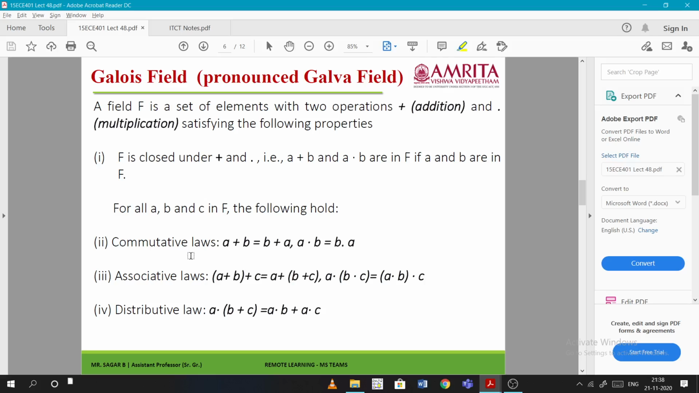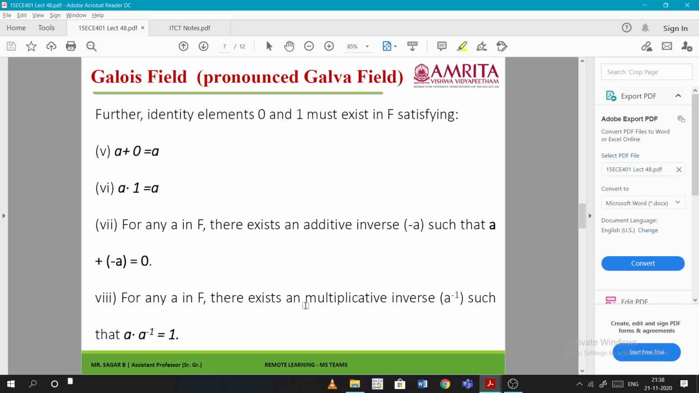Now coming to the second statement, commutative law, that is a plus b is equal to b plus a, and a into b is equal to b into a. Now associative law, a plus b plus c is equal to a plus b plus c, with grouping either way. For multiplication, a into bc is equal to ab into c. Distributive law, a into b plus c is equal to a into b plus a into c.